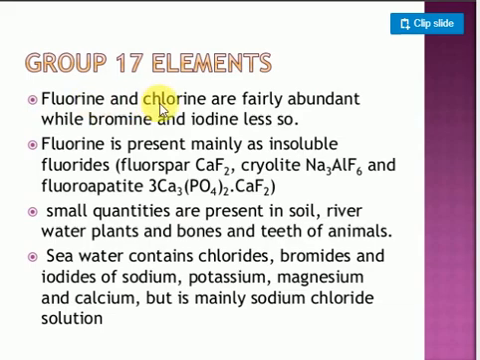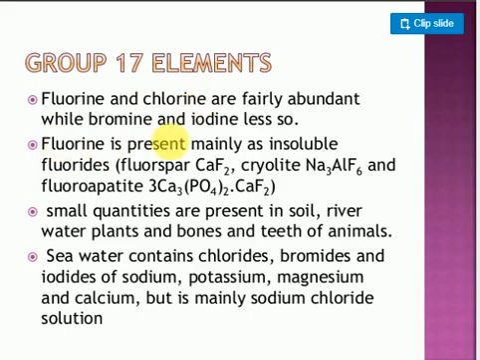Fluorine and chlorine are fairly abundant, while bromine and iodine are less abundant. Chlorine is generally available in ocean water. Ocean water contains NaCl at about 2.5% by weight. NaCl, calcium chloride, magnesium chloride, whatever, chlorine is present.